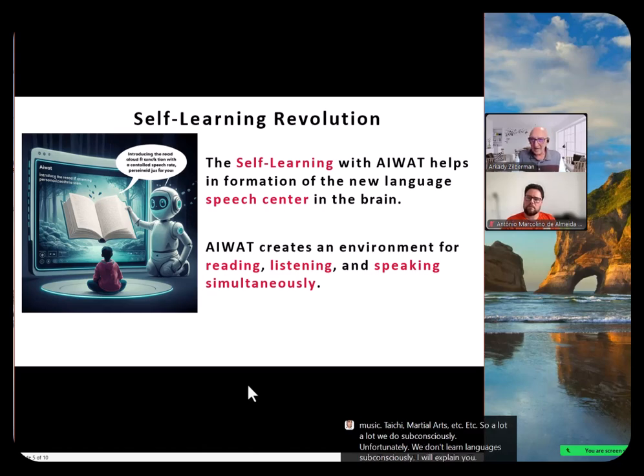Actually, the first offer to learn it subconsciously was made by Stephen Krashen 50 years ago. He's the most famous linguist, I think, in the world. And in his comprehensible input theory 50 years ago, he said, you cannot learn a language. You have to acquire it subconsciously. It did not become a massive method because we did not have enough technology.